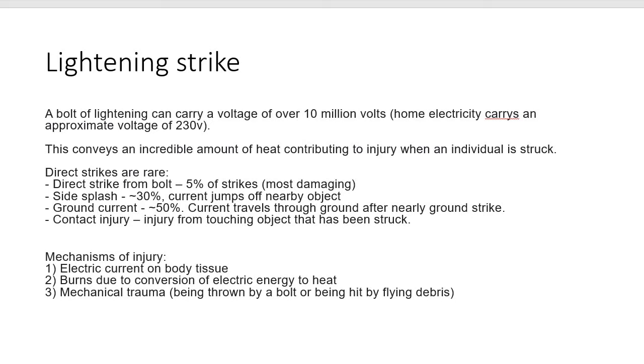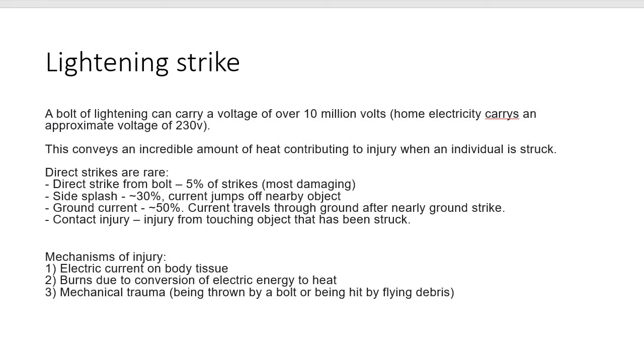So lightning strike. So 4 main types of way of getting injury. So direct thunderbolt strike, side splash, which is more common, where the current jumps off from a nearby object. You've then got ground current, which is where the ground is struck and the current travels through and makes contact with the body that way. And then contact injury, which is uncommon, but it's where another person is struck and if you have contact with them.